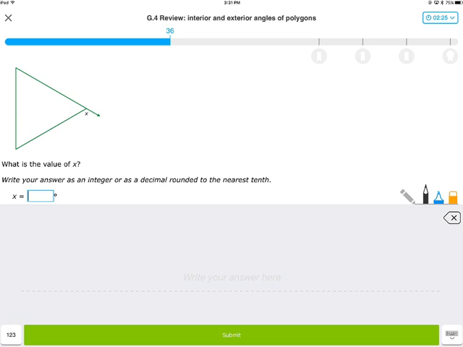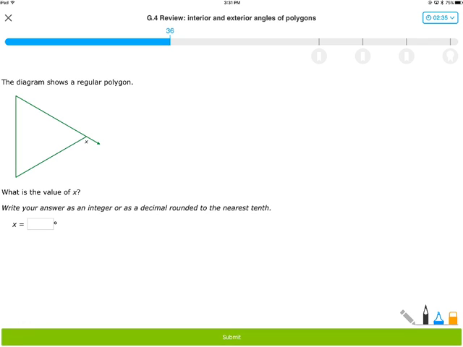Oh, so now we're actually solving. So now notice, if this isn't a regular shape and it doesn't give us other angle measures, we'd be totally stuck. So I'm really hoping this is a regular shape. So it shows a regular polygon. So that means all 3 of the angles are the same. What is the value of x?